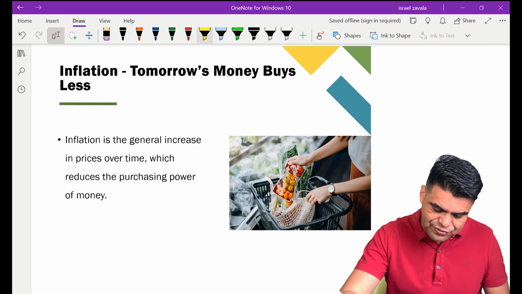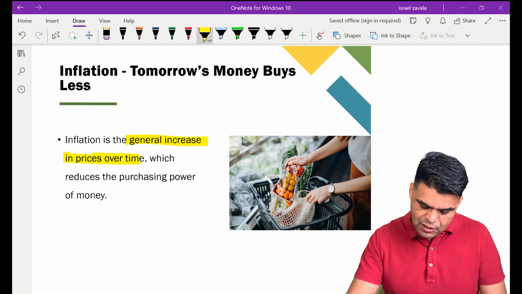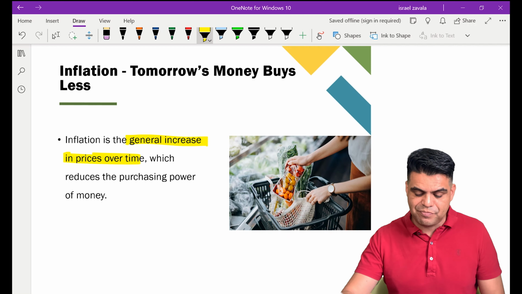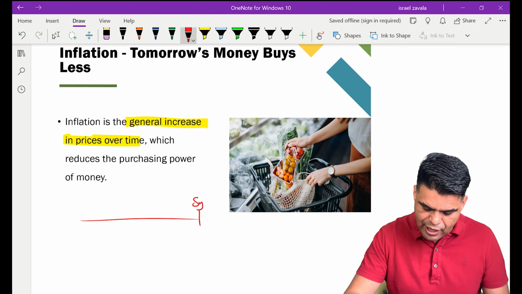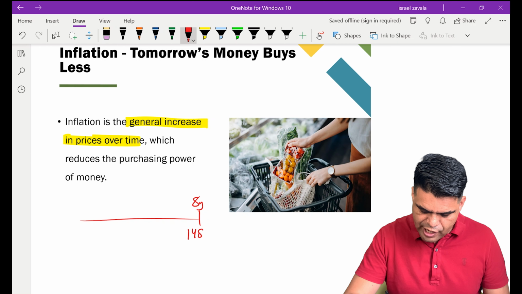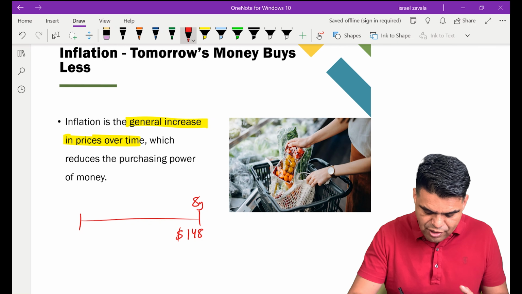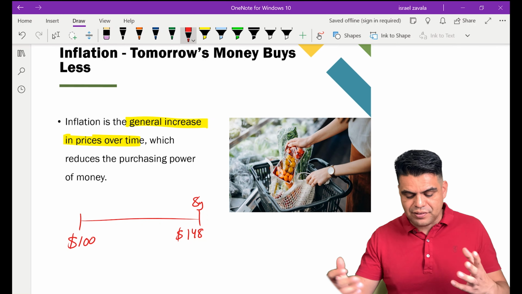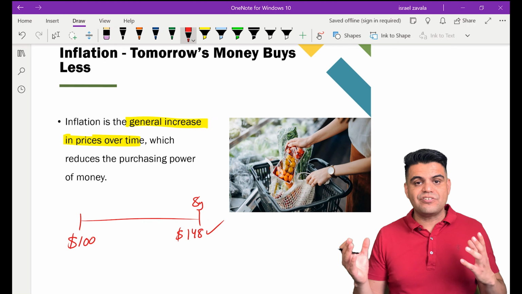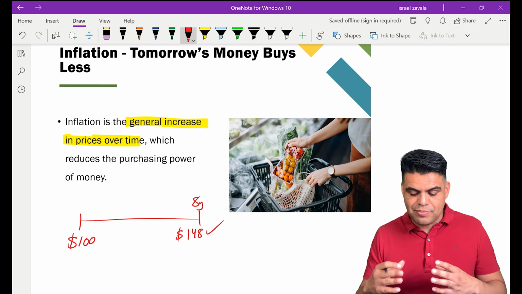So inflation is the general increase in prices over time, right? Which reduces the purchasing power of money. So remember the example I gave you. Somebody promises you, 8 years from now, $148. Well, you don't know, maybe that $100 in purchasing power today is equivalent to $148 8 years from now. So you're actually standing in place, right? In terms of what you can buy.